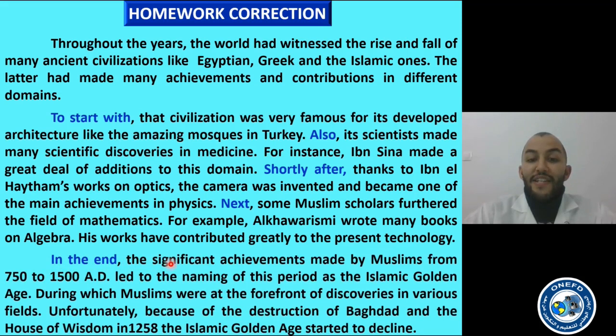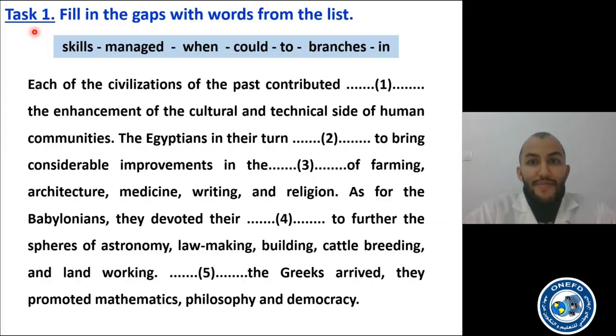In the end, the significant achievements made by Muslims from 750 to 1500 AD led to the naming of this period as the Islamic Golden Age, during which Muslims were at the forefront of discoveries in various fields. Unfortunately, because of the destruction of Baghdad and the House of Wisdom in 1258, the Islamic Golden Age started to decline. I hope this will help you, or show you how to write a paragraph, or at least give you a model on short compositions. That's number 1.